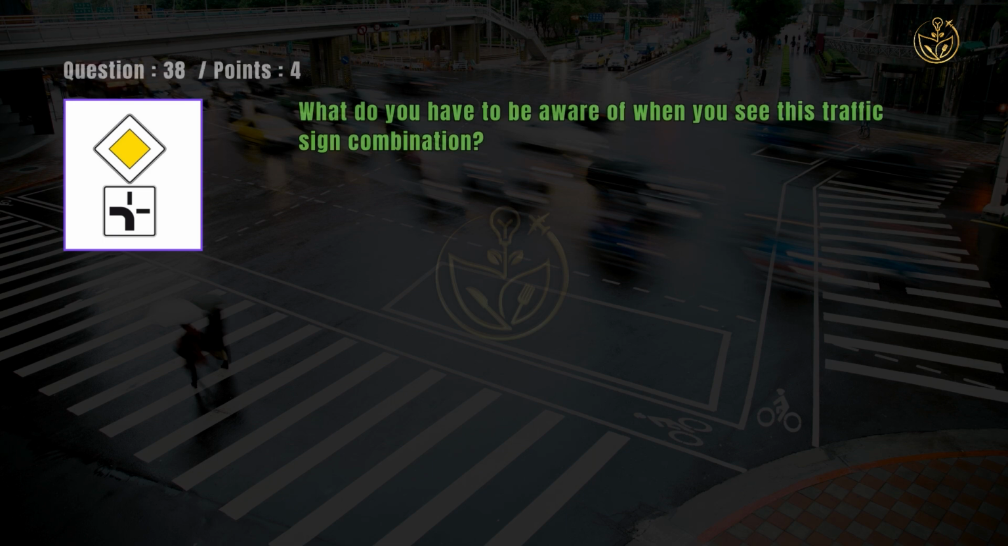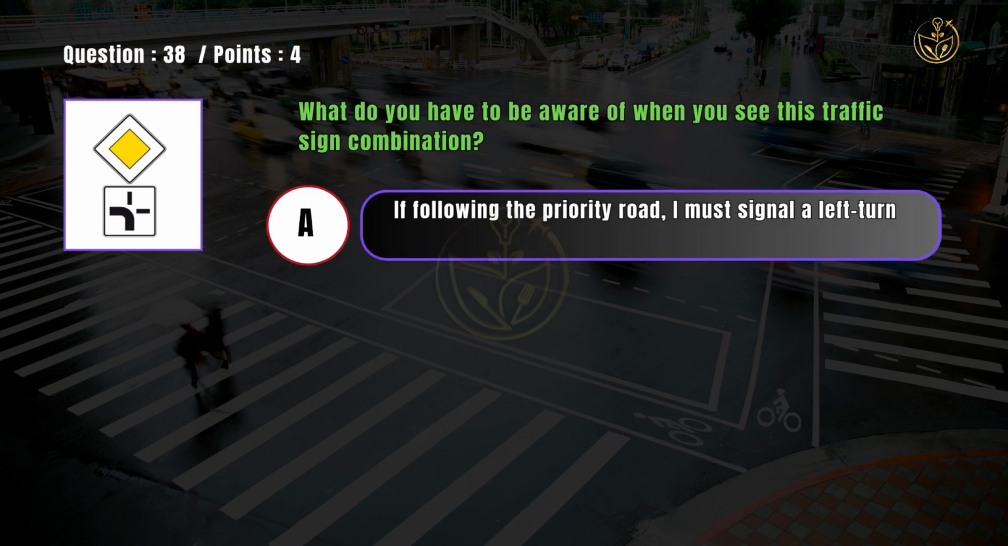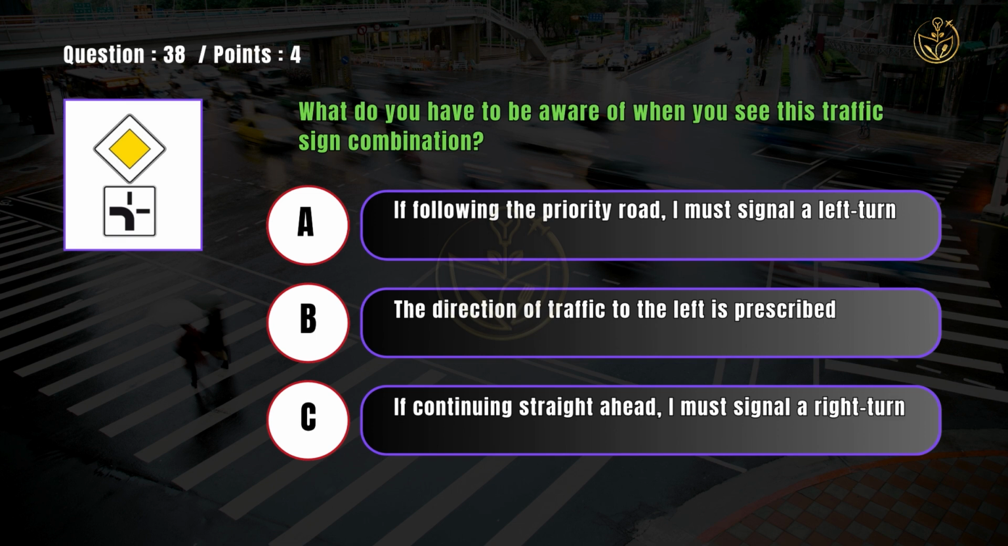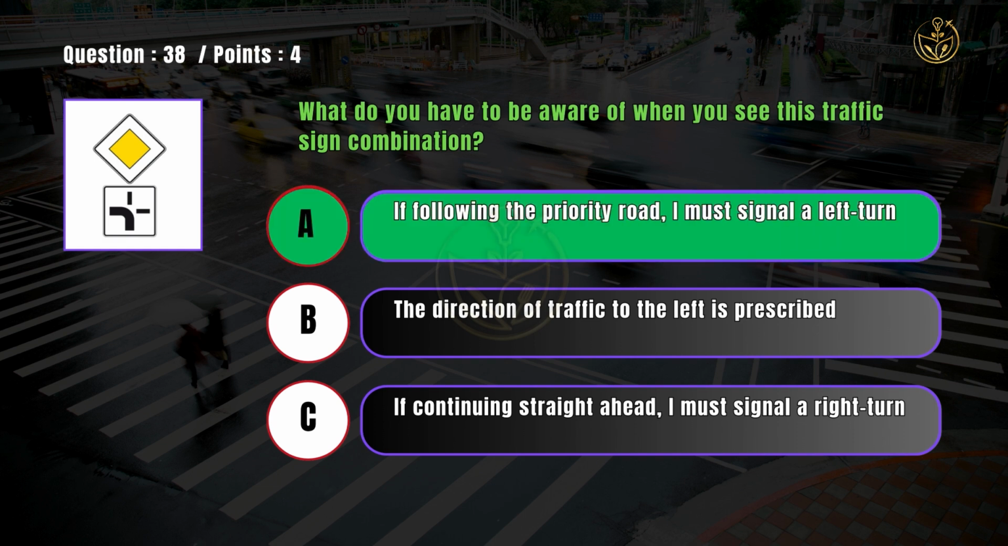What do you have to be aware of when you see this traffic sign combination? A. If following the priority road, I must signal a left turn. B. The direction of traffic to the left is prescribed. C. If continuing straight ahead, I must signal a right turn. The correct answer is A. This combination requires left turn signaling when following the priority road's bend.